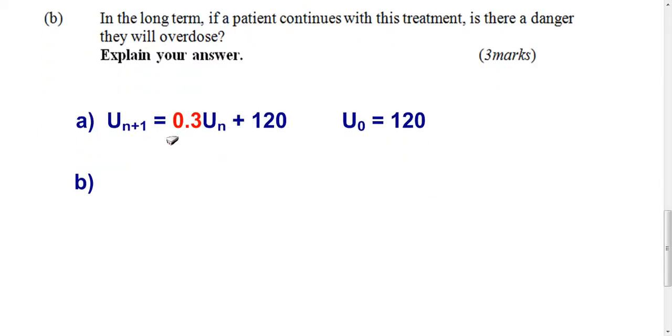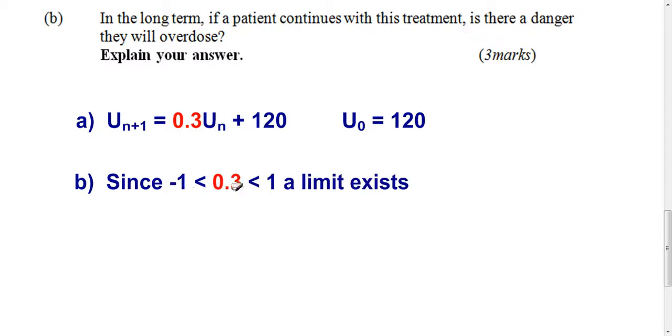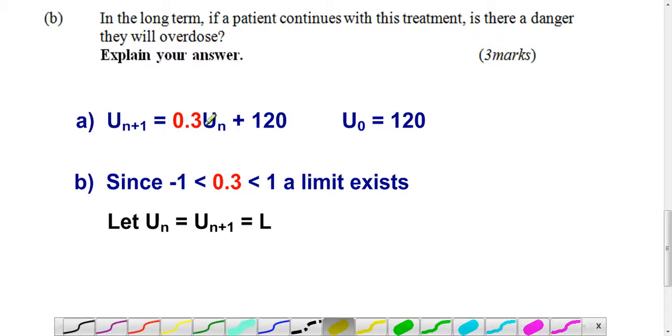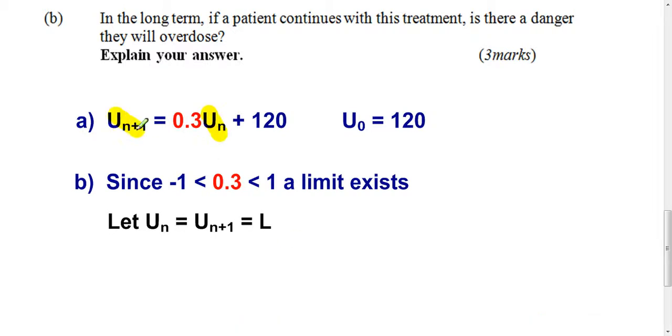Now, we should know that it is going to have a limit because this multiplier is between -1 and 1. So that's the first thing you want to write down. Since -1 is less than 0.3 is less than 1, a limit exists. The next thing I would write down is I would say that because a limit exists, the value going into the recurrence relation and the value coming out at this limit will be exactly the same, which we're going to call L. So let U of n equal U of n plus 1 be L. We're going to put an L in here, and we're going to put an L in here.